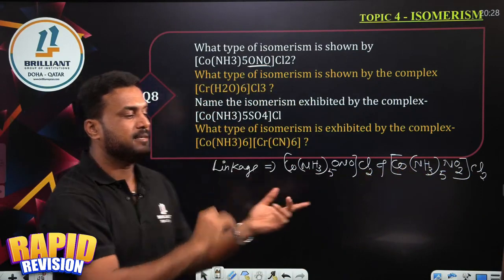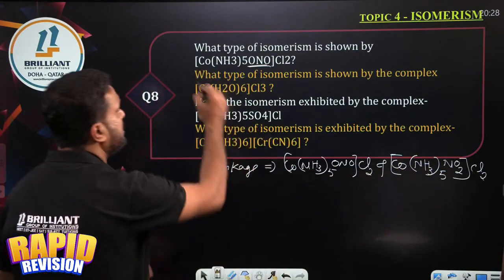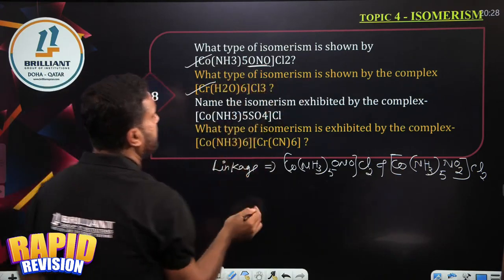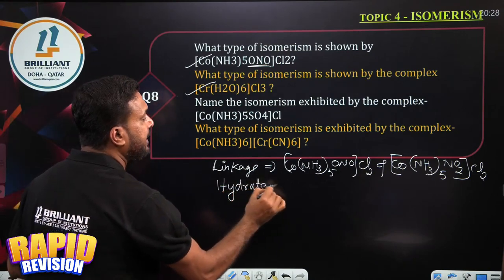So if it is linked with two different donors, yes, it's called linkage isomerism. Linkage, yes, the first one is linkage, good. The second type of isomerism is called hydrate isomerism or solvate isomerism. You can use either term, hydrate isomerism.